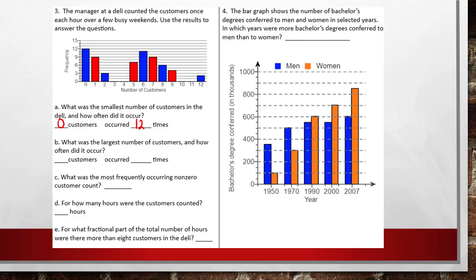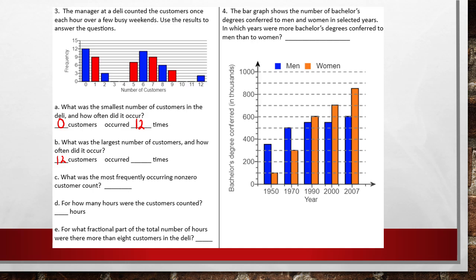And then what was the largest number of customers and how often did it occur? So again, this is your number of customers. The most customers we ever had in the store all at once was 12. And then how many times it occurred is how tall that bar is. Now here you're kind of just estimating. It looks like it's slightly above the bar, but we're just going to say 2 because it's not all the way up there to the 3.